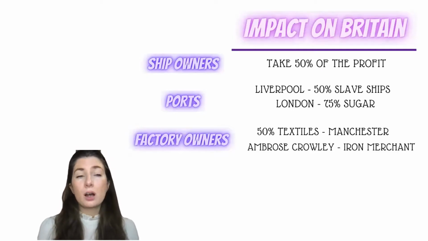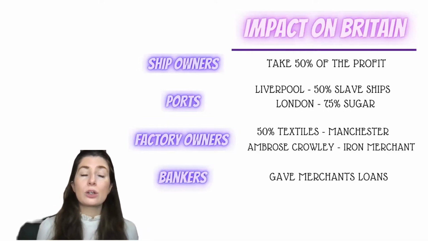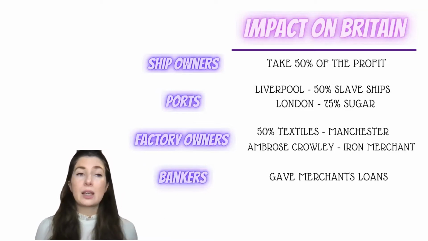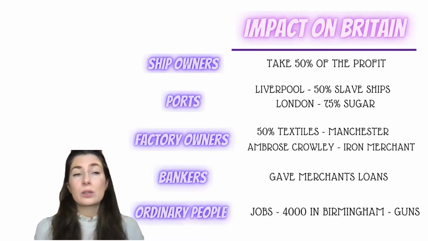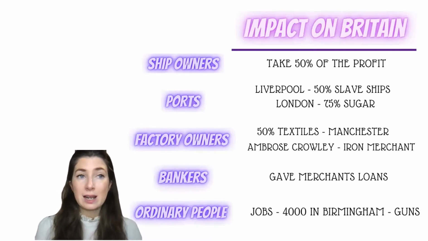Ambrose Crawley was an iron merchant. He managed to profit hugely from making iron chains to be used on the slave ships. Bankers could give merchants loans, then charge high interest prices to get that money back. And ordinary people got jobs in factories. 4,000 people in Birmingham, for example, were employed to make guns, which were then traded in Africa for slaves.